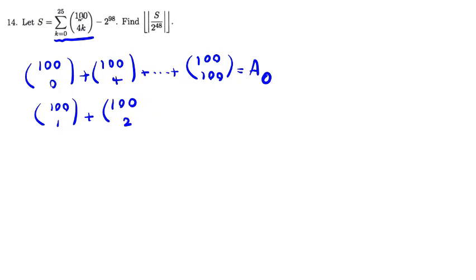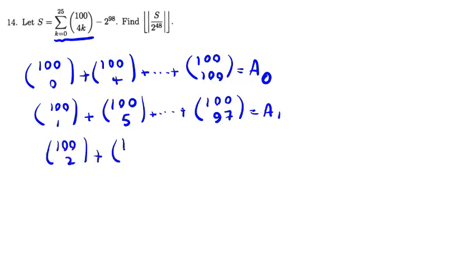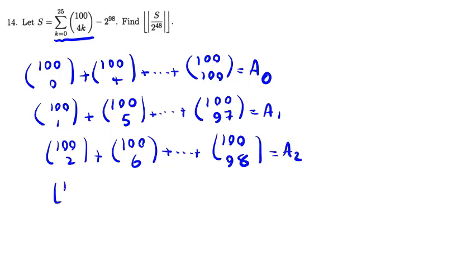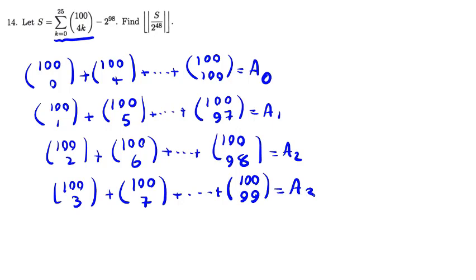So if I consider 100 choose 1 plus 100 choose 5 plus up to 100 choose 97, the numbers whose remainder when divided by 4 is 1, we call them A1. 100 choose 2 plus 100 choose 6 plus up to 100 choose 98 equals A2. The next one, 100 choose 3 plus 100 choose 7 plus up to 100 choose 99, we consider it equal to A3.